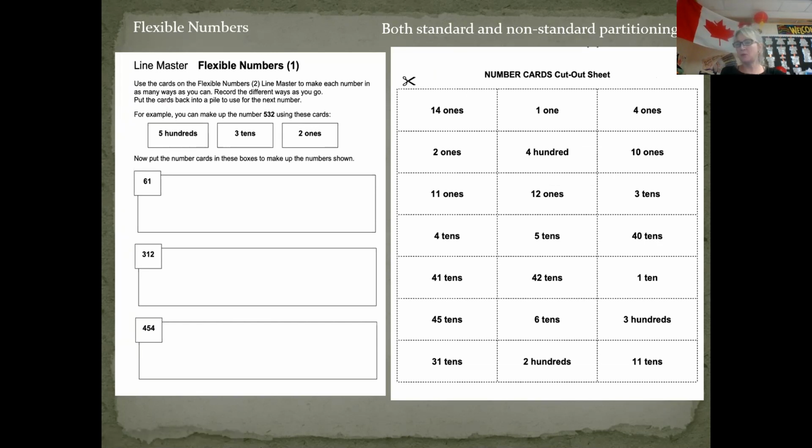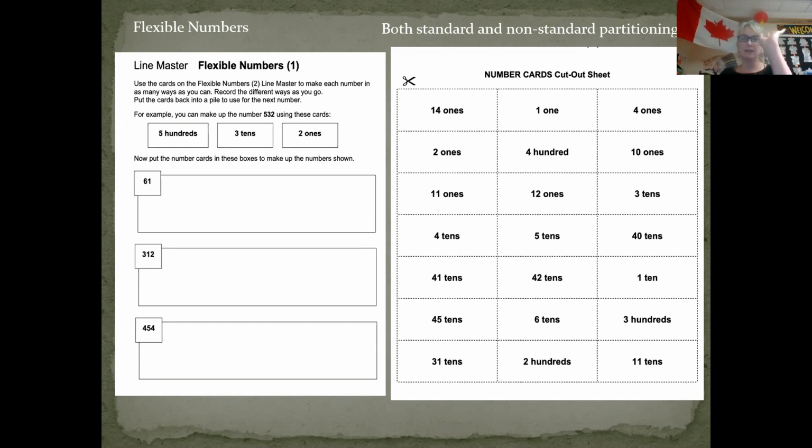Another one that I do, both standard and non-standard partitioning. You're going to have kids that are going to keep it simple and be very challenged with trying to use non-standard partitioning. And you're going to have kids that that's what they're going to go to first. They're given 3 numbers, and it's great because it's hands-on and kinesthetic. They cut up the pages and they have those. And I don't actually give them the sheet.